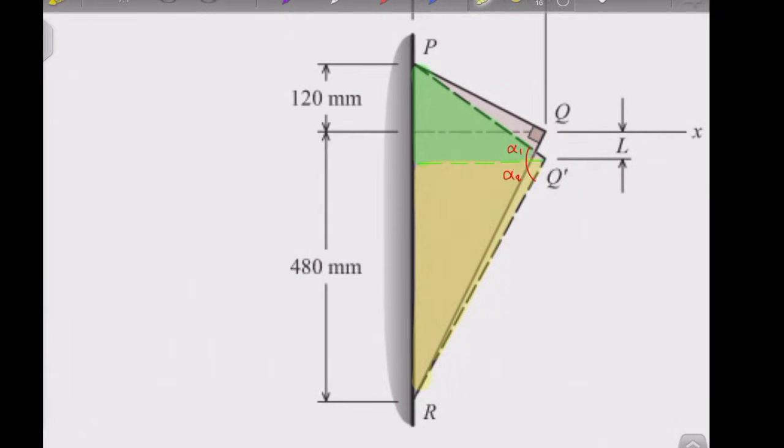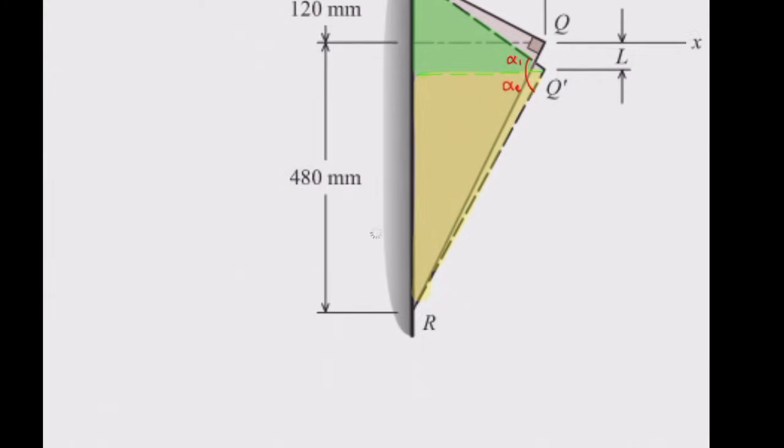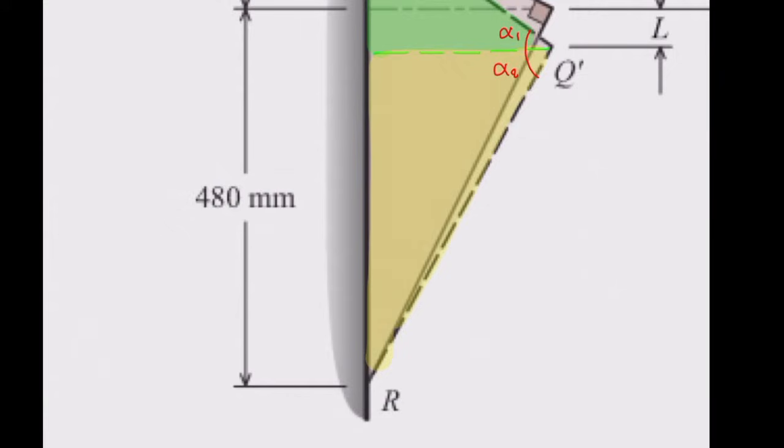Here I will define two angles, alpha 1 and alpha 2. Can I determine alpha 1 in that green triangle? Yep, we can. We know the height and we know the width, so we can determine that. We can do the same for the yellow triangle. So alpha 1 and alpha 2 are known. If we know alpha 1 and alpha 2, we know the entire angle after deformation, and then I will subtract that from pi over 2.